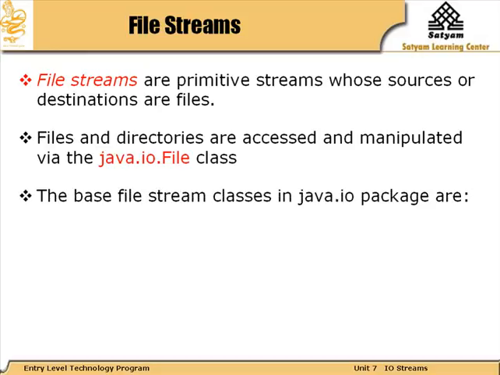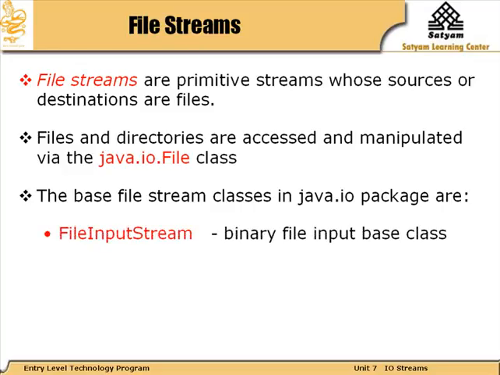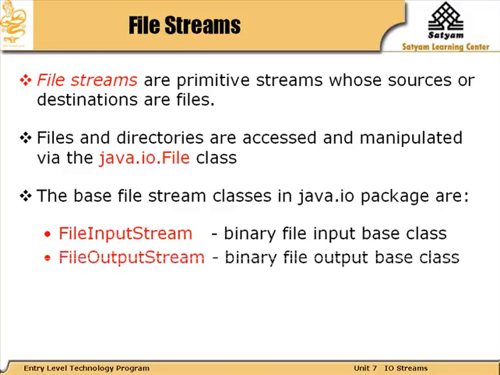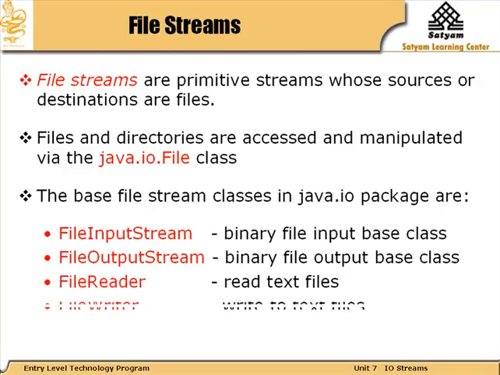The base file stream classes in the java.io package are FileInputStream, which reads binary data; FileOutputStream, used for writing binary data; FileReader; and FileWriter, used for character input and output.